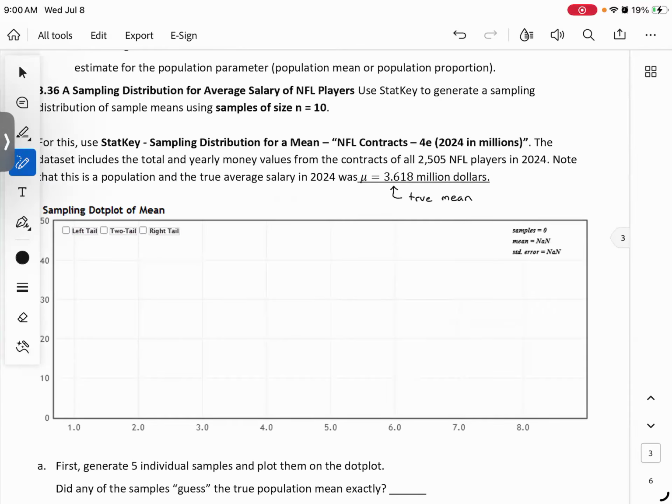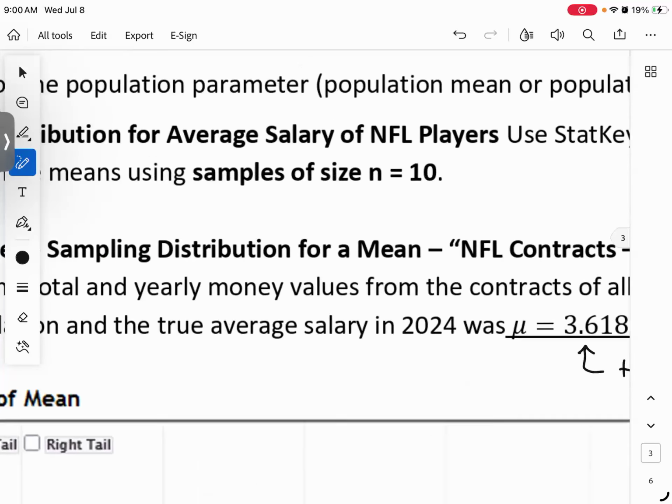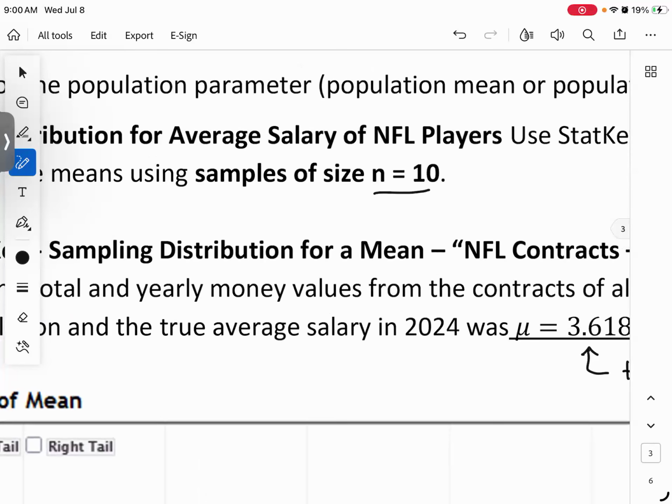And what Stacky can do is, if it has access to the population, which it does, someone did put all the football players into Stacky, and you can say, hey, I want you to just grab me a sample, and you can even tell it how big of a sample. We're going to tell it, grab me 10 random players. And we're going to use that to see if it gives us a pretty good guess at the average salary for football players. And keep in mind, it's really a little bit over 3.6 million.